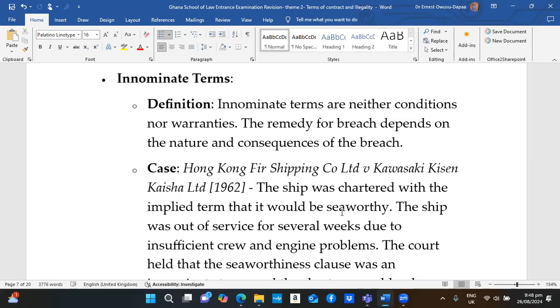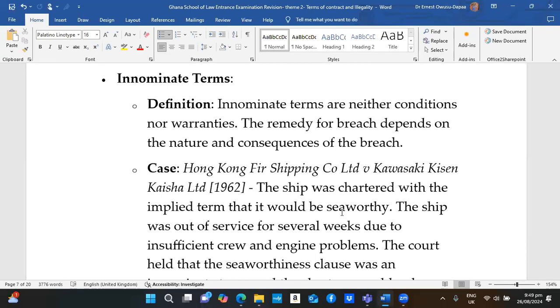So innominate terms are neither a condition nor a warranty. So what are they? When there's a breach of an innominate term, the remedy to be granted to the innocent party will depend very much on the nature or the severity of the breach, the consequences of the breach, so that the greater the consequence or the more severe the breach, then the innocent party will be given remedies which are usually given for breach of condition, and vice versa.